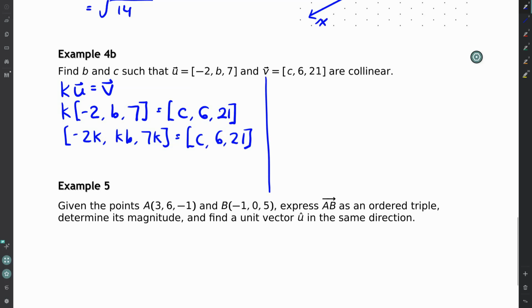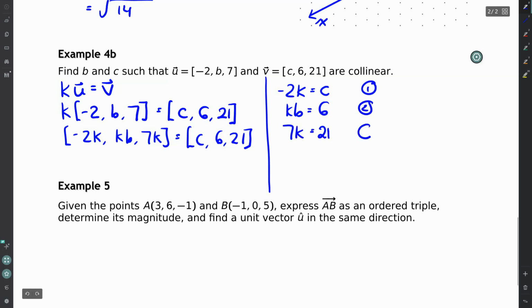But what I'm going to do is split this apart into 3 separate equations. And the reason for doing this is we're going to be working with systems of equations later on, hopefully once we get to chapter 8. So we've got equation 1, which is just the x components. We've got equation 2, that's the y components. And we've got equation 3, the z components. So this is a pretty simple system of 3 equations to solve. There are 3 unknowns, k, b, and c.